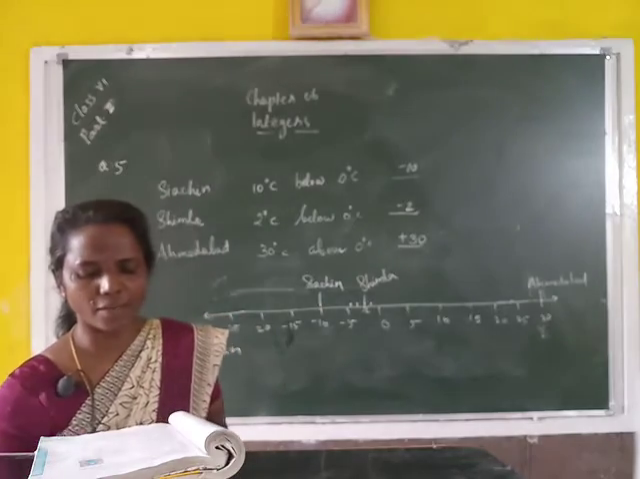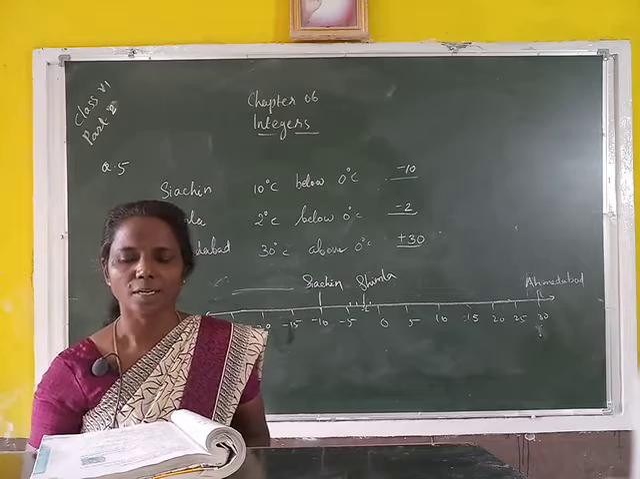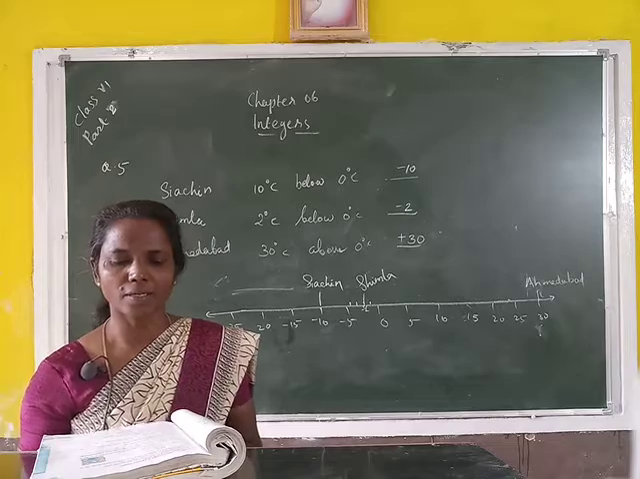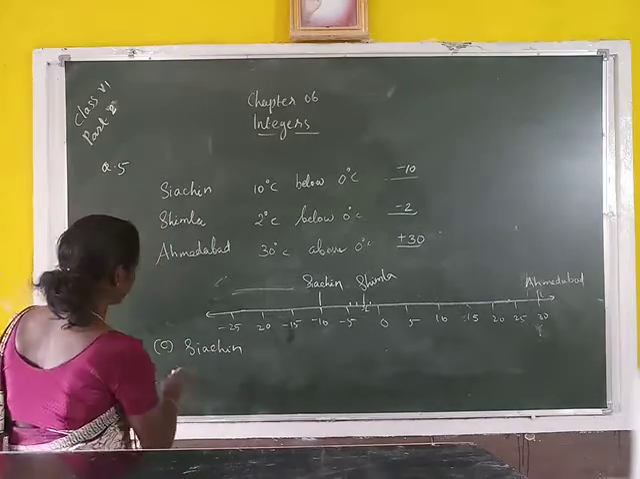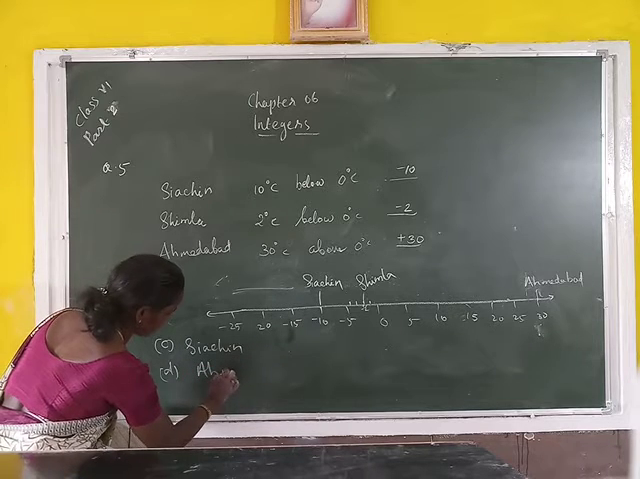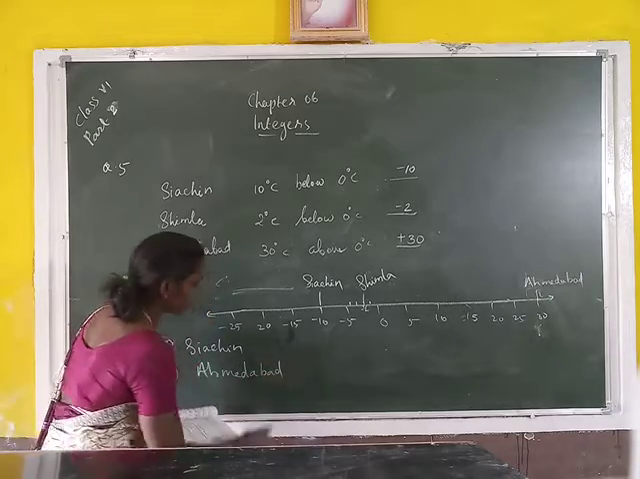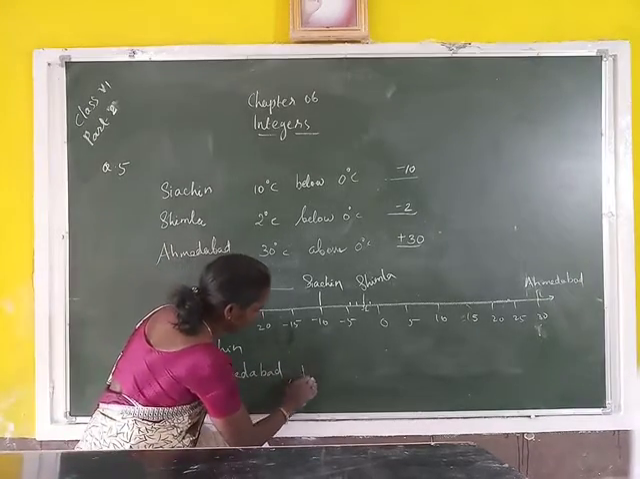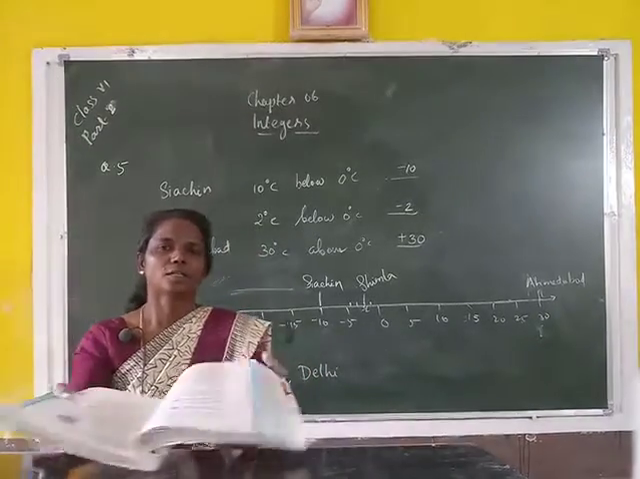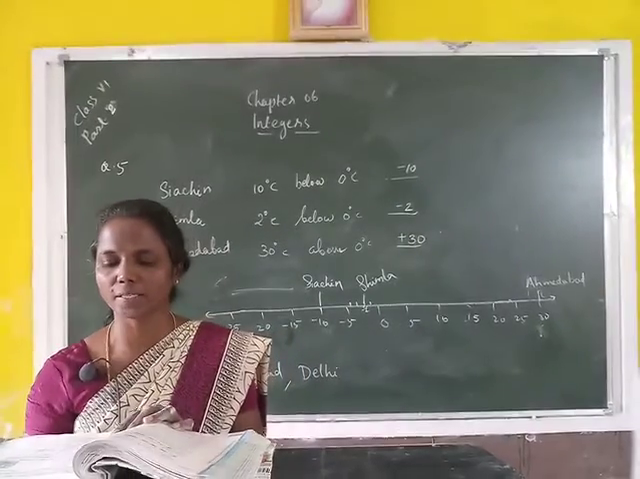The next D: write the name of the place where temperatures are above 10°C. Above 10°C, which place has that temperature? Ahmedabad and Delhi. So that is the D answer. Ahmedabad 30° and Delhi, how many degrees? Positive, 20°C above 0°C.